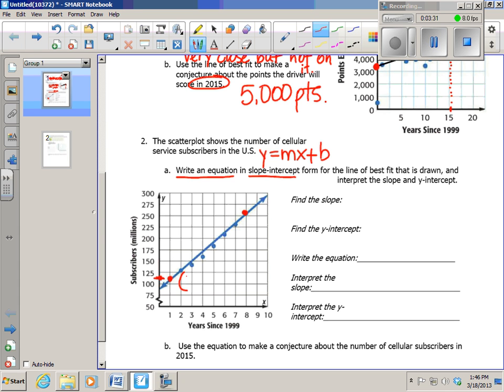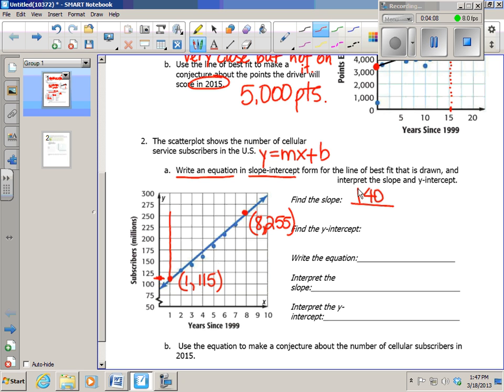Let's say that this was at about maybe 115. And so the ordered pair is 1, 115. And so then that makes this ordered pair 8, we'll say 255. They don't give you exact numbers. You have to give what best represents them. So how much did we change? We went up from 115 to 255. So we have a difference of 140 from 115 to 255.